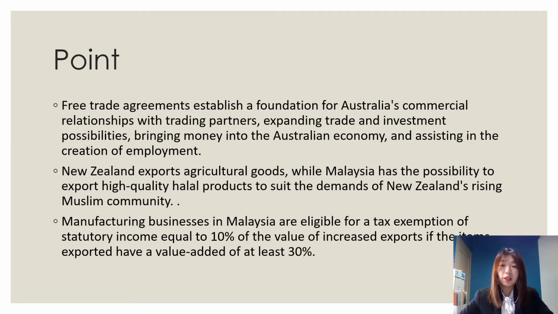Manufacturing businesses in Malaysia are eligible for a tax exemption of statutory income equal to 10% of the value of increased exports if the items exported have a value added of at least 30%. Assumptions for the taxation on statutory income equal to 15% of the value of increased exports if the items exported have a value added of at least 50%.